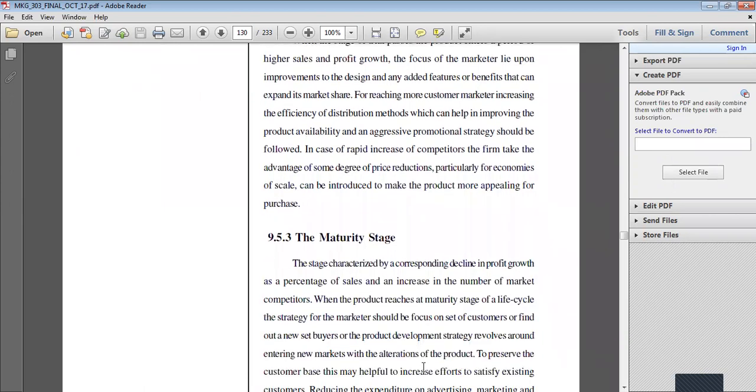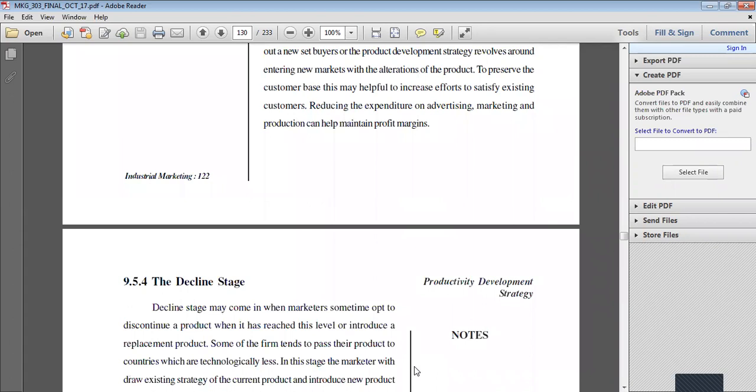The maturity stage is characterized by a decline in profit growth as a percentage of sales and an increase in the number of market competitors. When the product reaches the maturity stage of its life cycle, the strategy for the marketer should be focused on the current set of customers or finding a new set of buyers for the product. Development strategy goes around entering new markets with new iterations of the product. In the decline stage, marketers sometimes opt to discontinue a product when it has reached this level or introduce a replacement product.